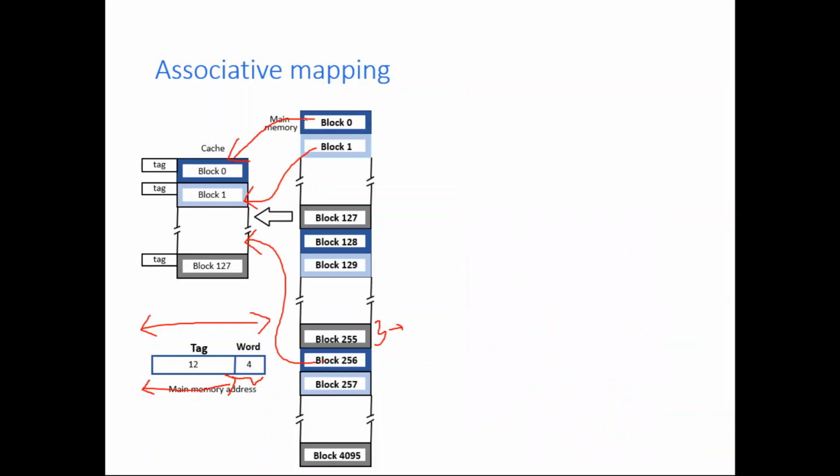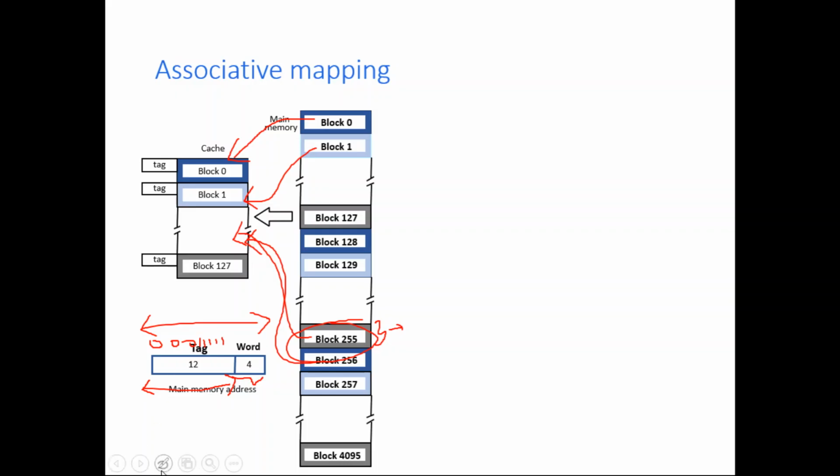Any of these blocks can be kept here, right? So if you want to move this block, you identify an empty block and keep it here. This is block 255, so the tag bits should be set according to the 255 value. 255 means the least significant 7 bits should all be 1. That is 255. Are you getting it?